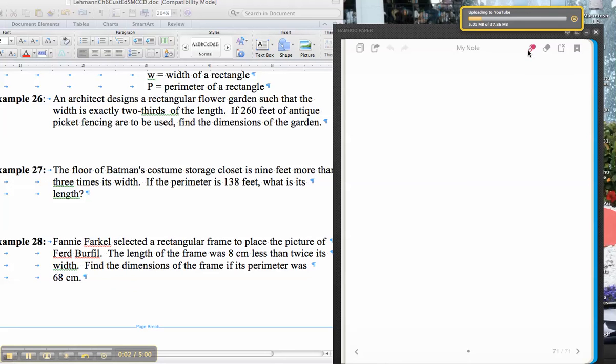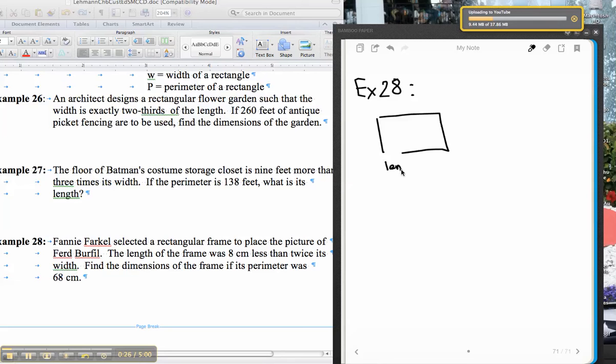All right, so hopefully you took a few minutes there on your own to try the Fanny-Farkle problem, example number 28. And so we are going to read the problem. We're going to do the setup and form equations. Fanny-Farkle selected a rectangular frame to place a picture of furred Berfel. The length of the frame was to be 8 centimeters less than twice its width.